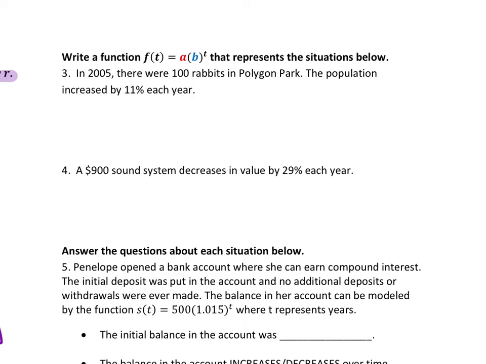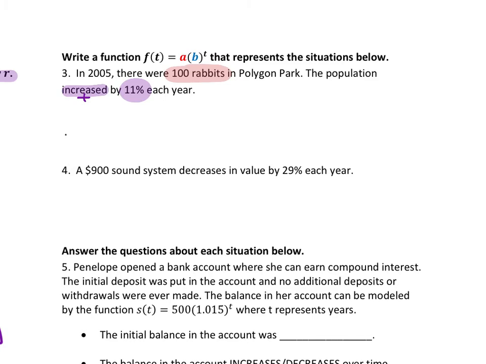Okay, I'm going to highlight some things I know. It says there were 100 rabbits basically to begin with, or initially, in Polygon Park. That's going to be my A value. Then it tells me that the population increased by 11%. When you get a percentage, you know that that is the R value that you're going to use. Increased means that this is going to be a growth function. So when I use the details of this function, I'm going to have to put a plus sign.